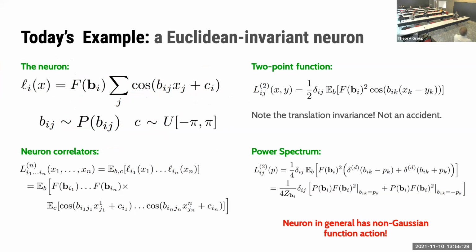In general, there's no reason for them to be drawn from a Gaussian, but we can compute correlation functions, again computing them in parameter space, even if we don't have a description of the action, because we literally construct these neurons by taking draws from some distribution, and so we can compute correlation functions.